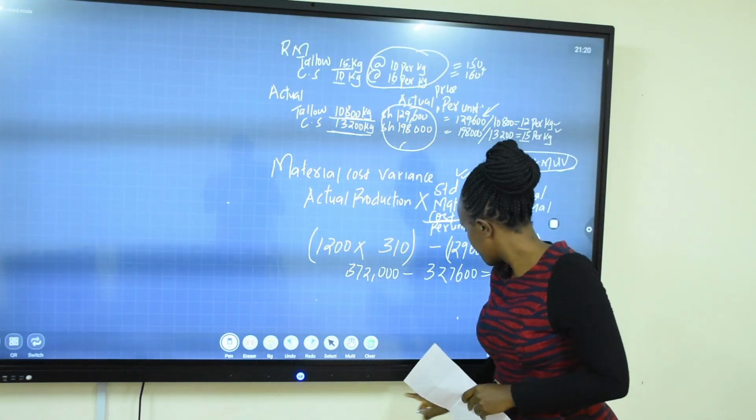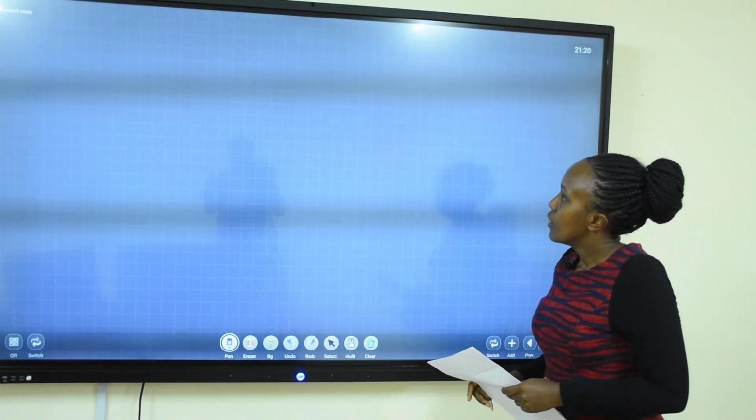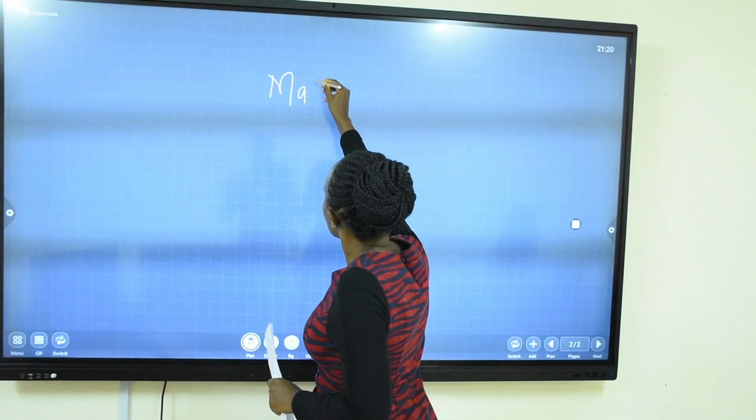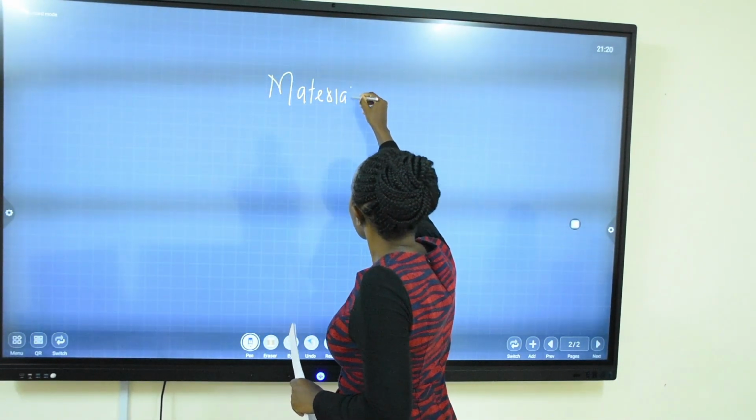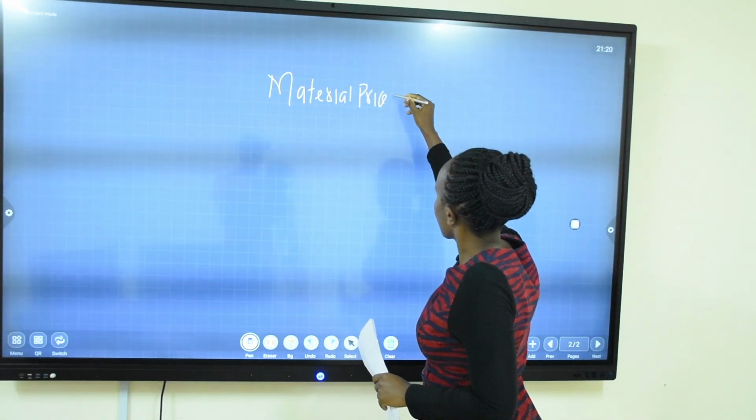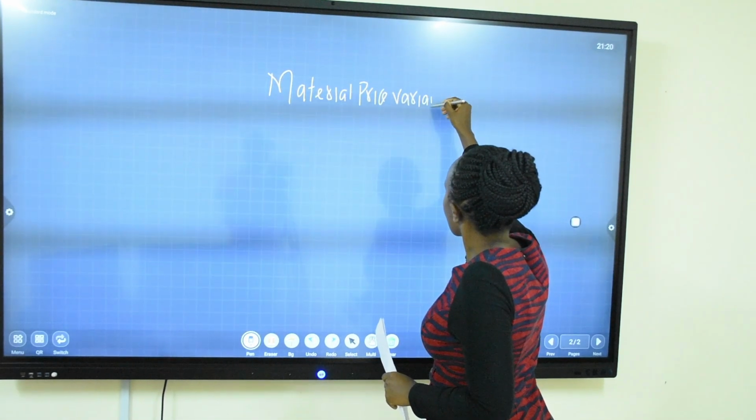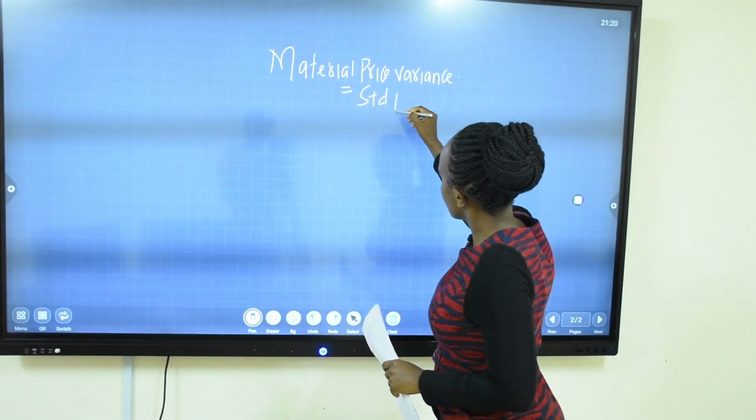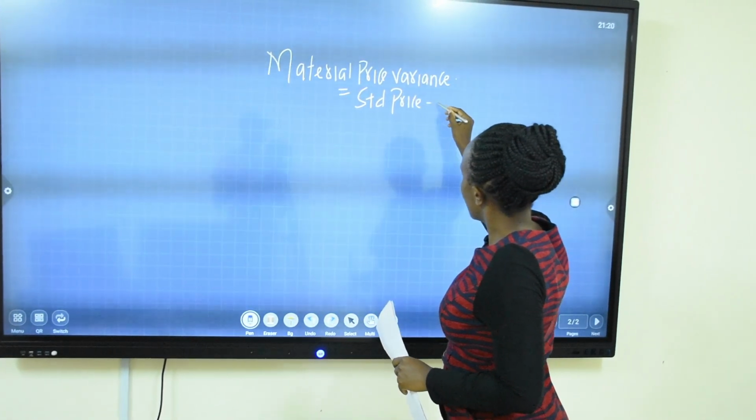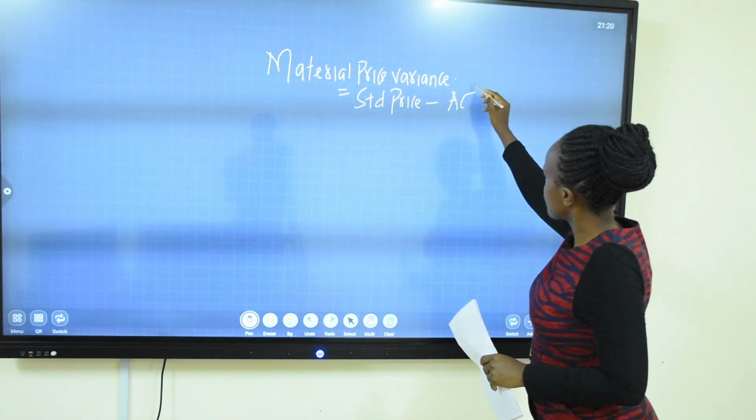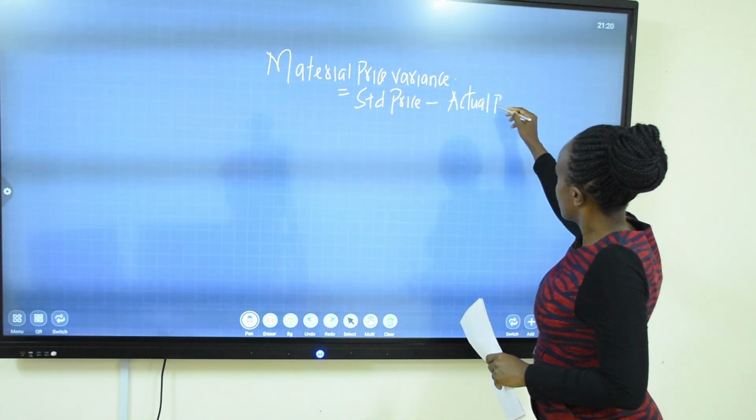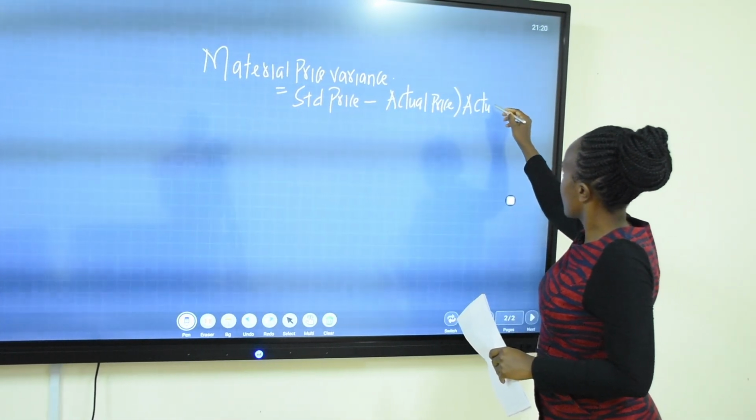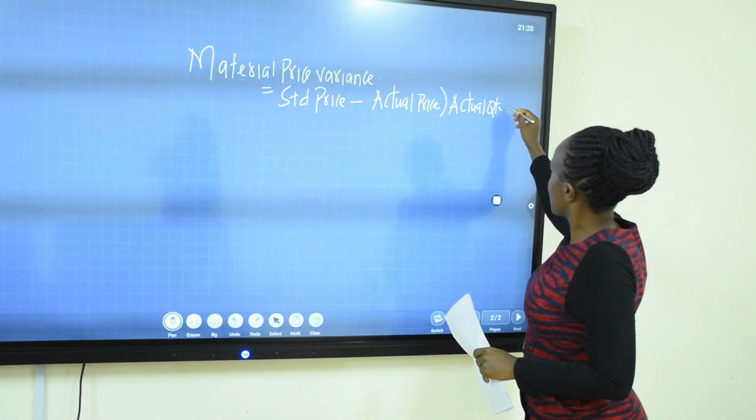So we are going to compute the material price variance. We said it is equal to standard price minus actual price multiplied by the actual quantity purchased.